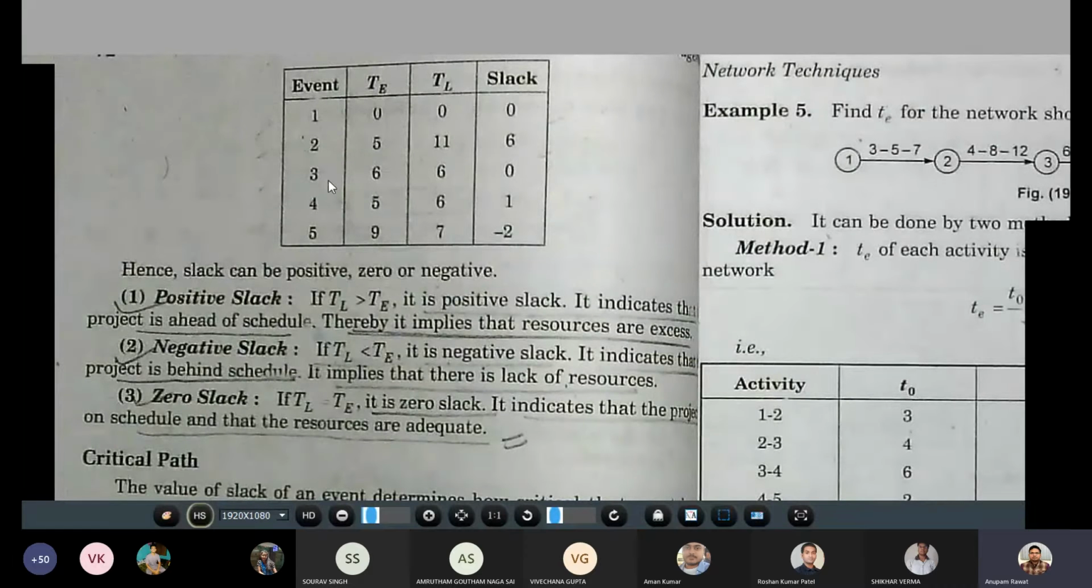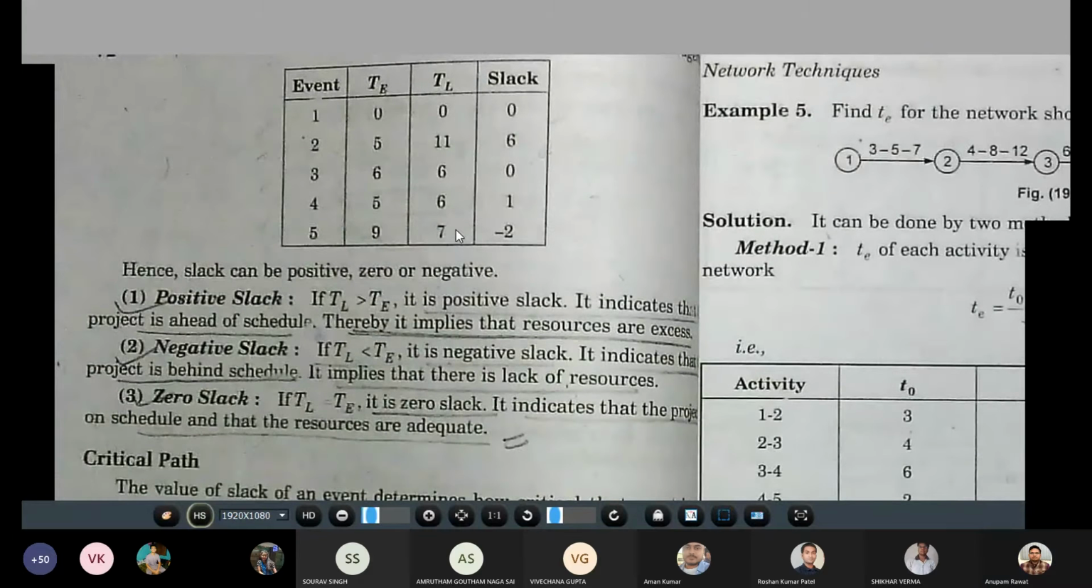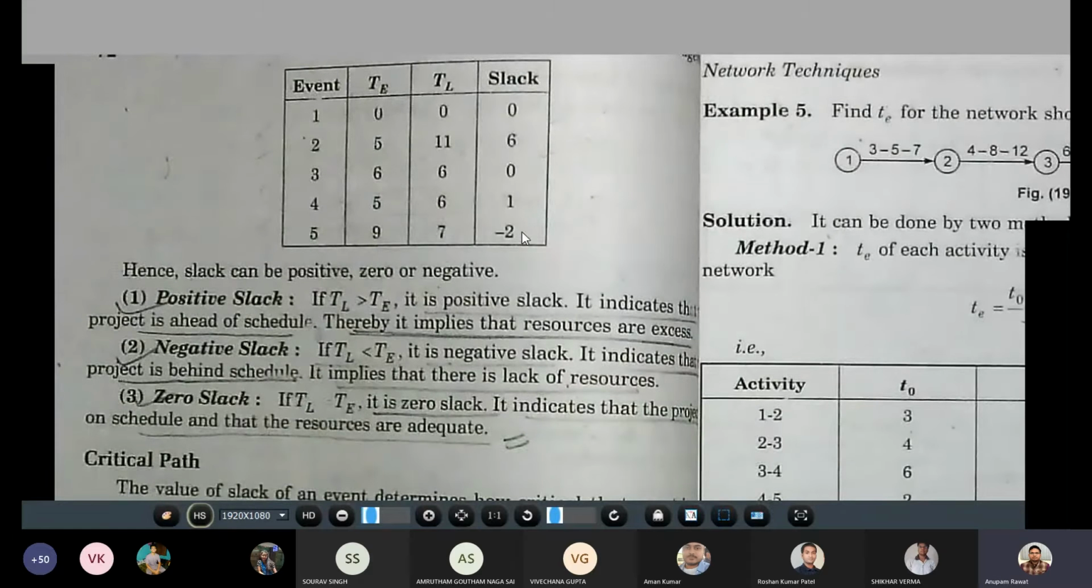Similarly, for event 3, we have 0 slack. For event 4, we can start on the 5th day, but we can delay up to the next day, that is the 6th. So we have a slack of 1 day. एक दिन हम आराम कर सकते हैं. For event 5, we have to start the activity on the 9th, but TL is 7, so we don't have any slack.